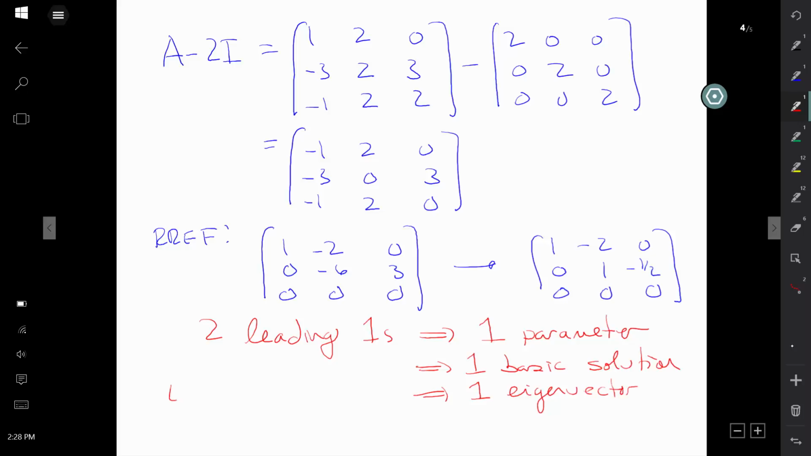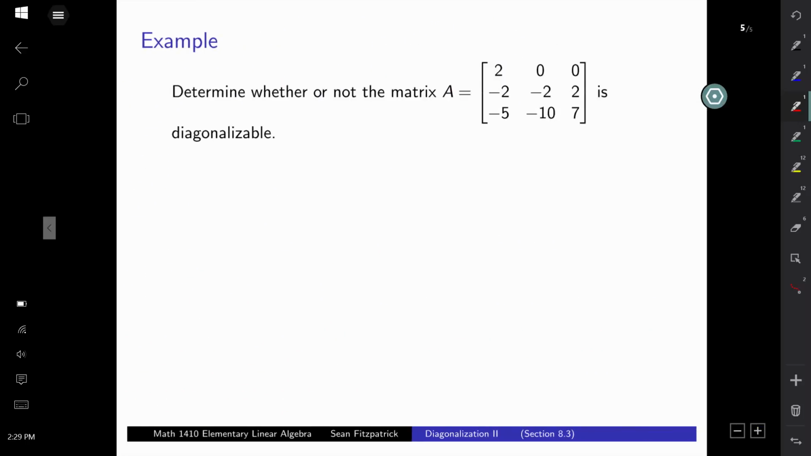And so what that means is that the lambda equals 2 eigenspace, the dimension of the lambda equals 2 eigenspace is 1, which is not equal to 2, and that means that we cannot diagonalize. Okay.